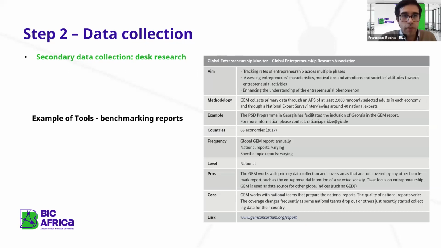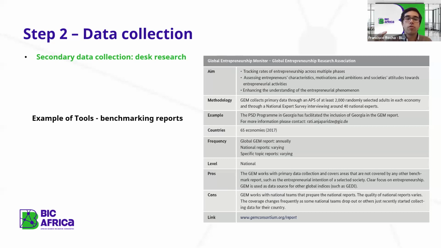So in terms of some examples, we were talking here about benchmarking reports. So this is one of the tools that is presented in the guide. You will see here basically benchmarking information for the Global Entrepreneurship Monitor. And here you will see that you have a proposition of a structure in a table format that you can use to summarize relevant information that you look for in specific reports.